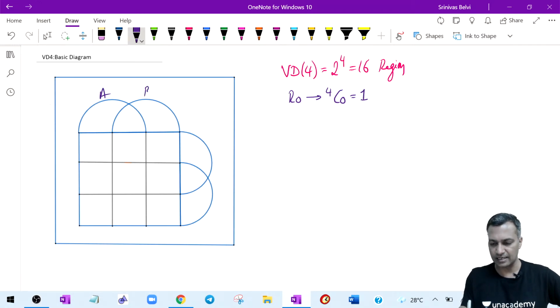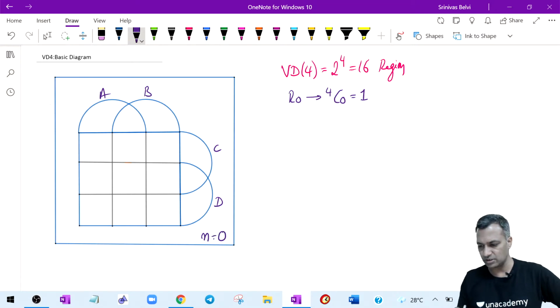Assume this is the analysis of A, B, C, and D. Here none is equal to 0. This is what region 0 is. There will be one such particular region, which is outside. Okay, so how many regions of 1 should there be?